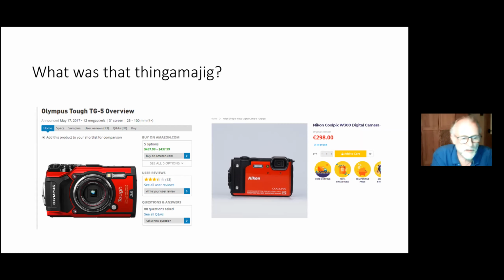Like John said, the Olympus is good to 15 meters underwater without a housing, and the Nikon will go to 30 meters. The big difference between the two is that the Olympus will shoot in RAW and the Nikon only shoots in JPEG. But that said, you can still get some fantastic photographs with it.